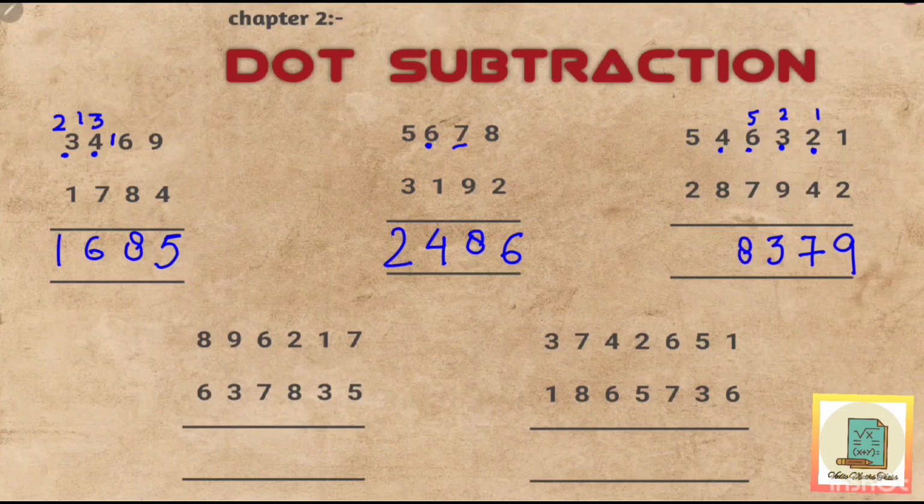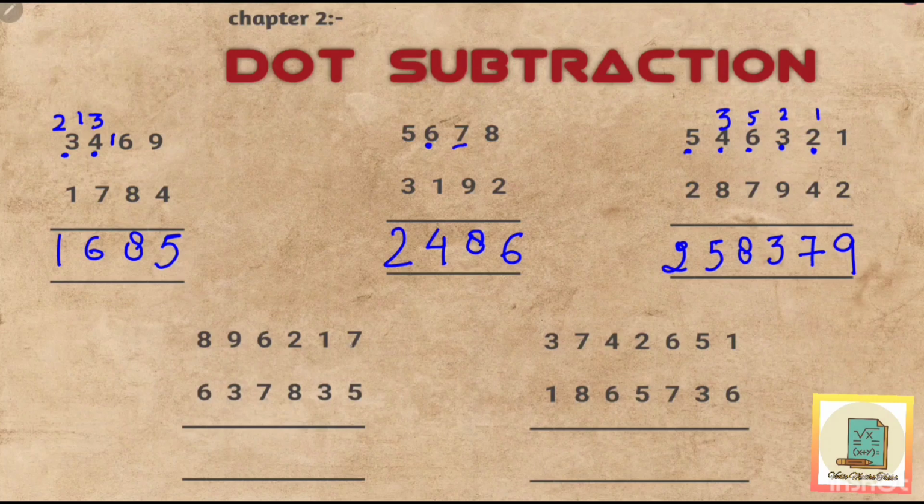Now we'll consider 4 as 3. So since 3 is smaller than 8, we will put a dot under 5 and we'll assume 3 as 13. So 13 minus 8 gives you 5. And here 5 with the dot below will be assumed as 4. So 4 minus 2 gives you 2. So 2, 5, 8, 3, 7, 9 is the answer.